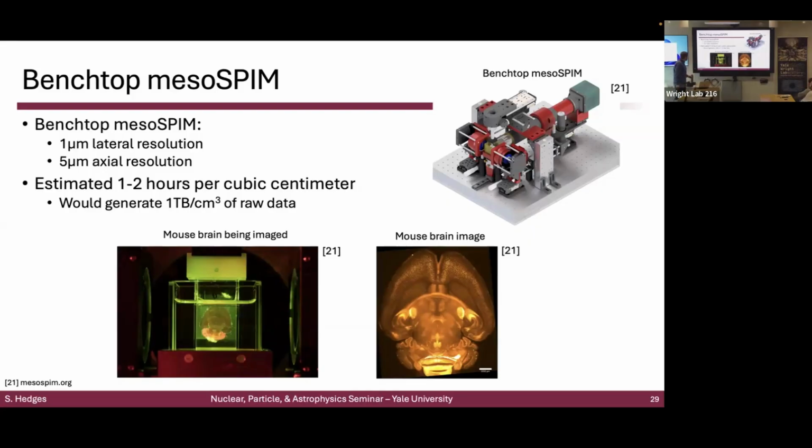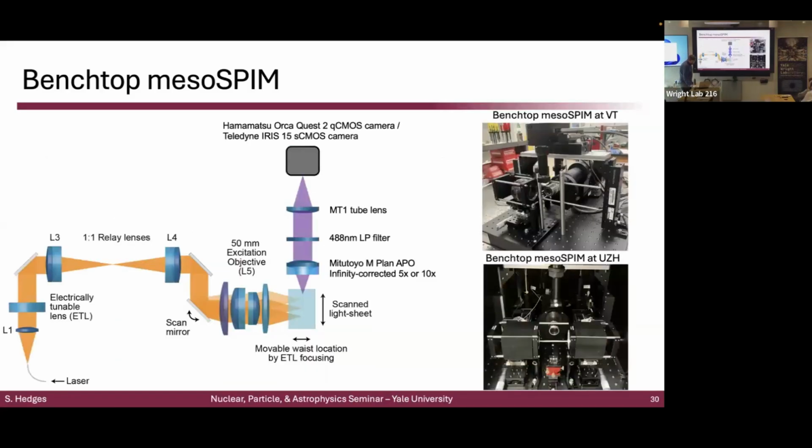And with this, it takes around 1 to 2 hours to scan a cubic centimeter of material, which is much faster than any of the previous approaches. It also generates about a terabyte of raw data per cubic centimeter. So you can see why this maybe wasn't possible 20 years ago. Shown here is an image of a mouse brain in the microscope, and then here is one of the slices of this image. So this is used by biologists a lot. I think we're the first group to have one dedicated towards particle physics measurements.